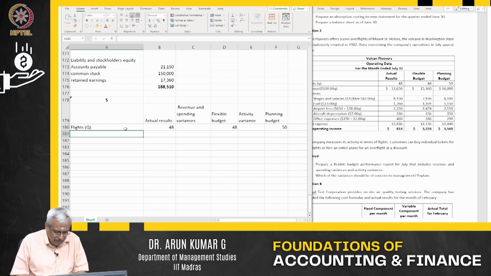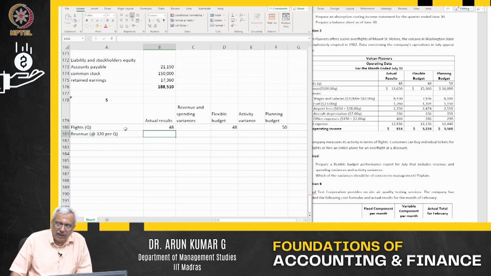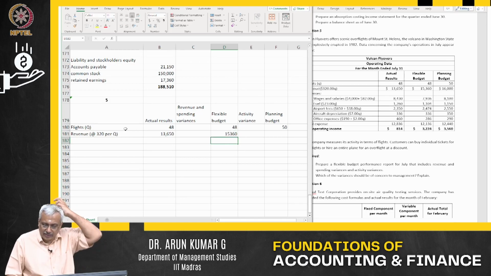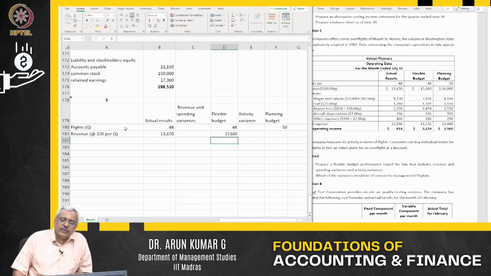Now let us look at revenue, at 320 per Q. What is my actual result? My actual result is 13,650. What is my flexible budget? What should have been there? It should have been 48 into 320, so I should have got about 15,360. What is my planned budget? My planned budget in this case is 16,000.